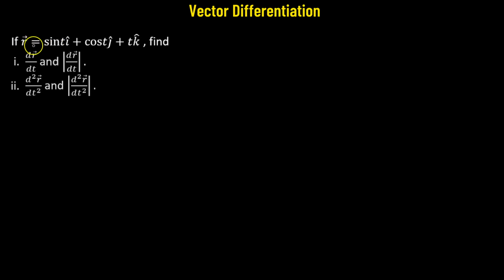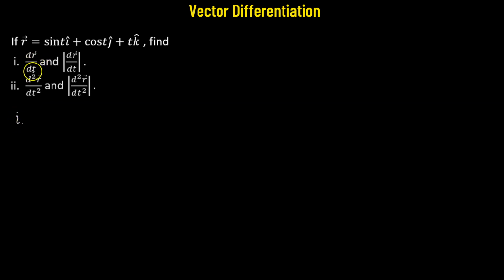Here we have a vector valued function r given by sine t i cap plus cosine t j cap plus t times k cap. We need to obtain the first derivative of vector r and its magnitude, and also the second derivative of vector r and its magnitude. So let us begin with part 1.